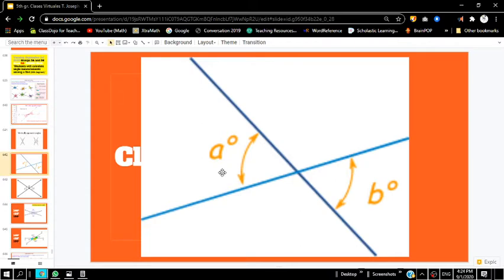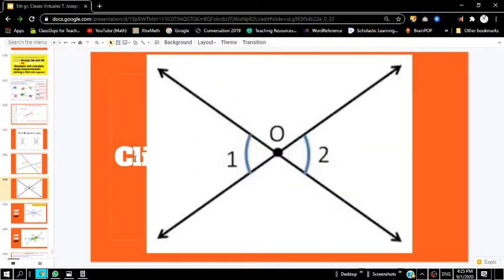Okay, so for example, A is going to measure the same exact degree amount as B, all right, because they're vertically opposite angles. If we have, for example, 1 and 2, they are also vertically opposite angles and they're going to measure the same amount, right? But if we want to find out what 0 is in this case, for example, this angle right here, okay, I can actually add this one and this one to equal our magic number, which is 180.